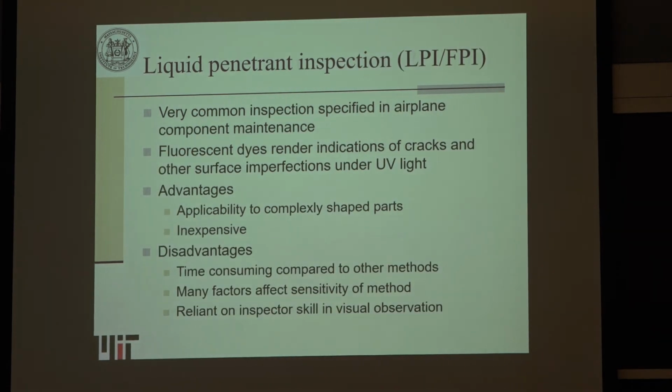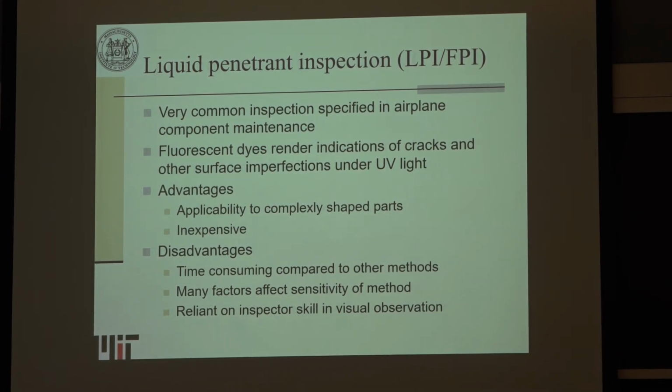They often do, in conjunction with just a regular visual, a penetrant inspection. So FPI is fluorescent penetrant, LPI is liquid penetrant. They will spray the component with the developer. It operates by capillary action. And then with fluorescent, they'll put a black light over it. And if you have a crack, it will light up, and that's your indication. Fluorescent dyes render indications of cracks and other surface defects under UV light.